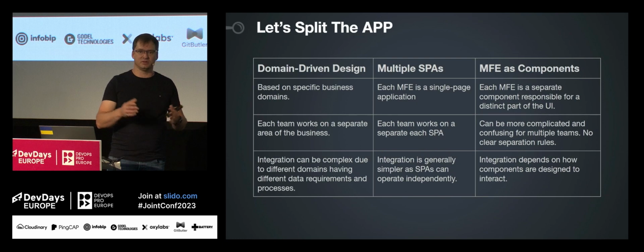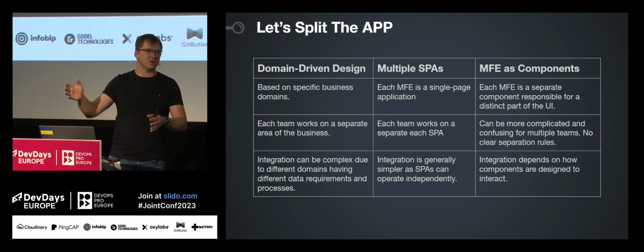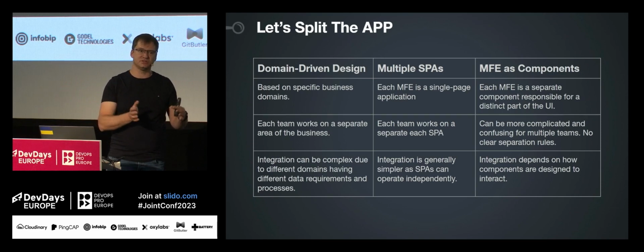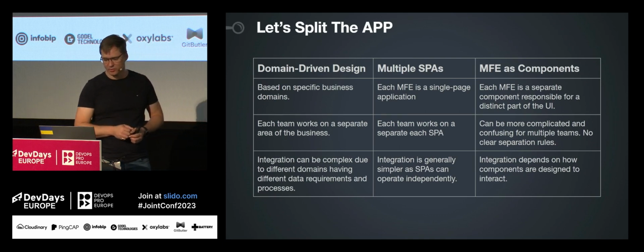For example, let's go back to the Netflix configuration. My profile, this is one micro-frontend. Homepage, this is another one. Search movies, this is the third one. So these are different use cases, different domains, different businesses. This is the way we can split our project.